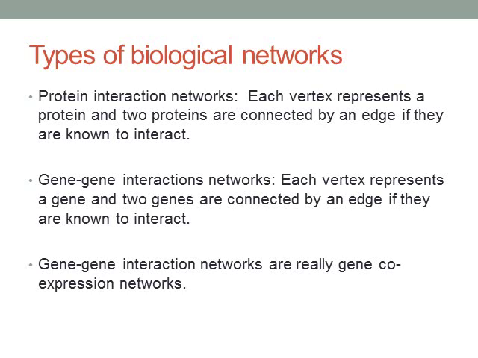There are different types of biological networks that we're going to be looking at. One is a protein interaction network, where each vertex represents a protein, and 2 vertices are connected by an edge if the corresponding proteins are known to interact. We also may look at gene-gene interaction networks, where each vertex represents a gene, and there's a connecting edge if the genes are known to interact.